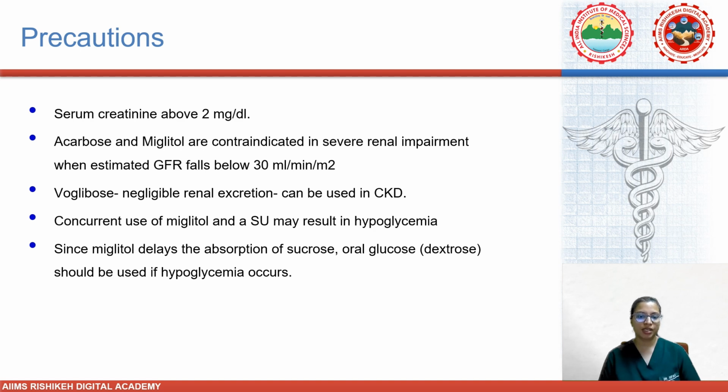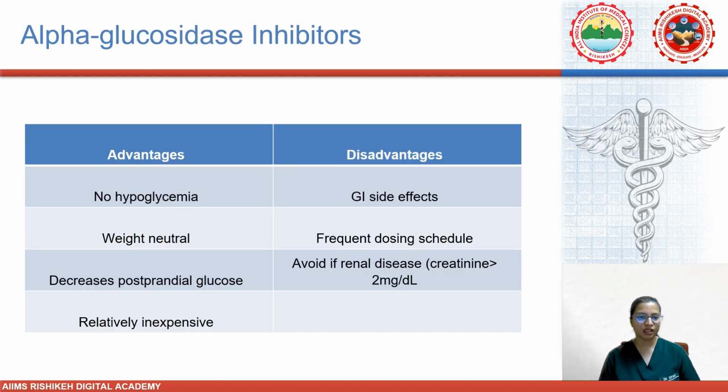So coming to the advantages and disadvantages of these drugs, the advantages include there is no risk of hypoglycemia, they are weight neutral, they decrease the postprandial glucose, and they are relatively inexpensive. And disadvantages include GI side effects like flatulence and diarrhea, a frequent dosing schedule, and they have to be avoided if there is renal disease, especially creatinine more than 2 or GFR less than 30.